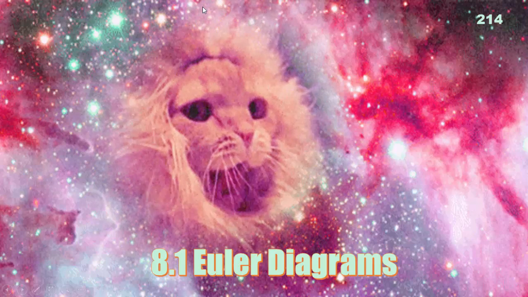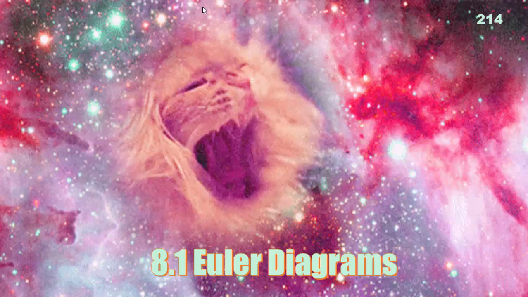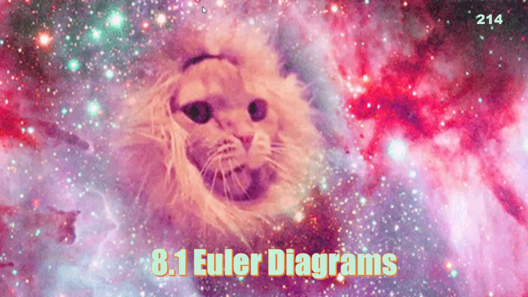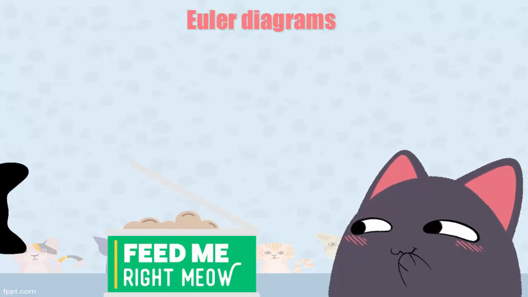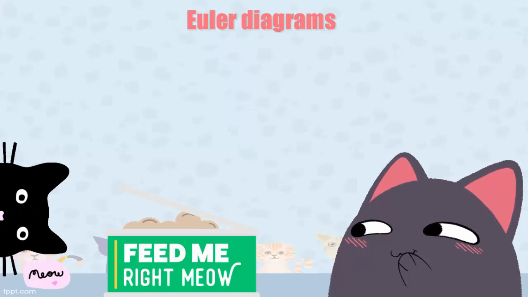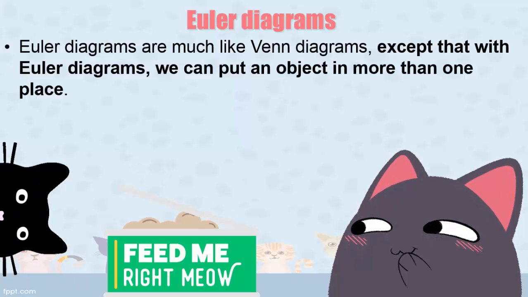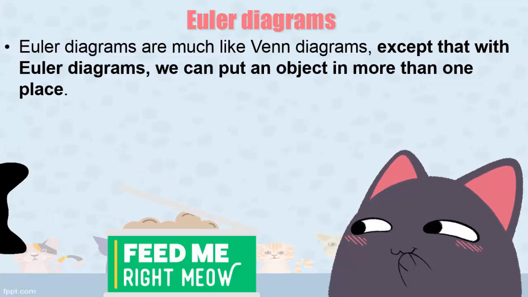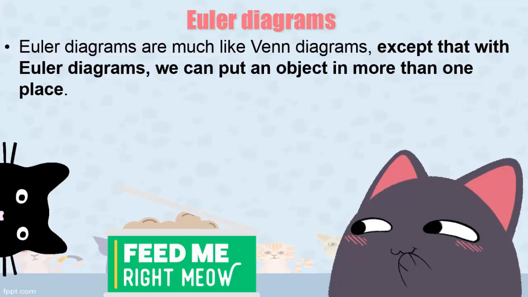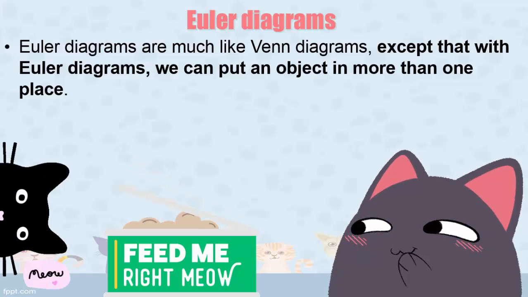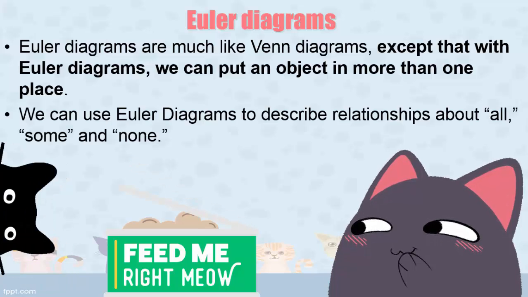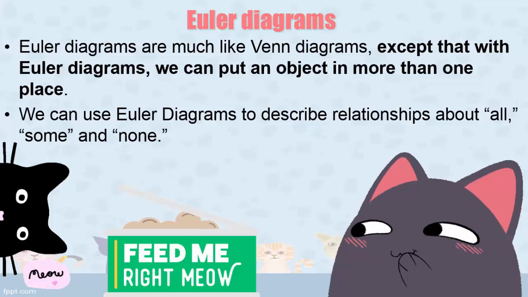In this lesson, we're going to learn about Euler diagrams. Now, I mentioned Euler diagrams earlier when we were talking about Venn diagrams. Well, Euler diagrams actually preceded Venn diagrams, and Euler was before Venn. But Euler diagrams are much like Venn diagrams, except in Euler diagrams we can put objects in more than one place. If you recall, in Venn diagrams we can only put something in one place. So we can use Euler diagrams to describe relationships about all, some, or none.